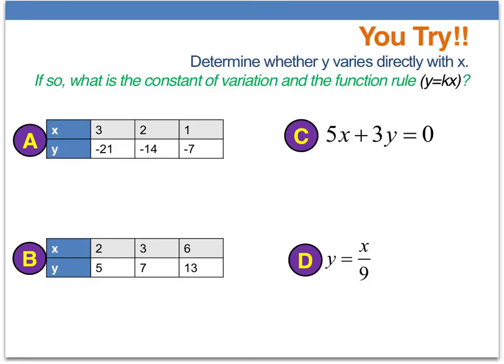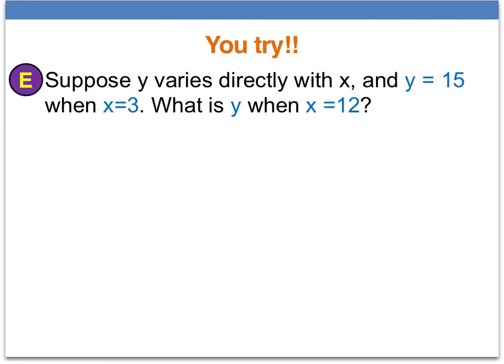I want you to determine whether y varies directly with x. Now, if it does, you can find the constant of variation, and you can write it as y equals kx. Now, I want you to suppose y varies directly with x, and then I want you to find k to be able to find what y is when x is 12.